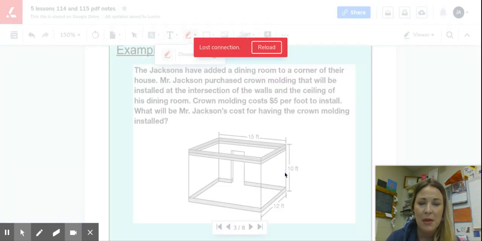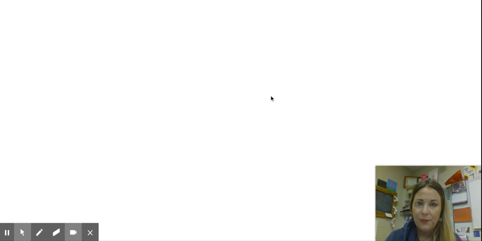It looks like a room. I'm given, oh no, this happens sometimes. We lose connection. It will keep recording me, so hopefully it reloads quickly. I'm just going to talk about that picture really quick. Hopefully it reloads. So it was a picture of a room, and they gave us some dimensions.